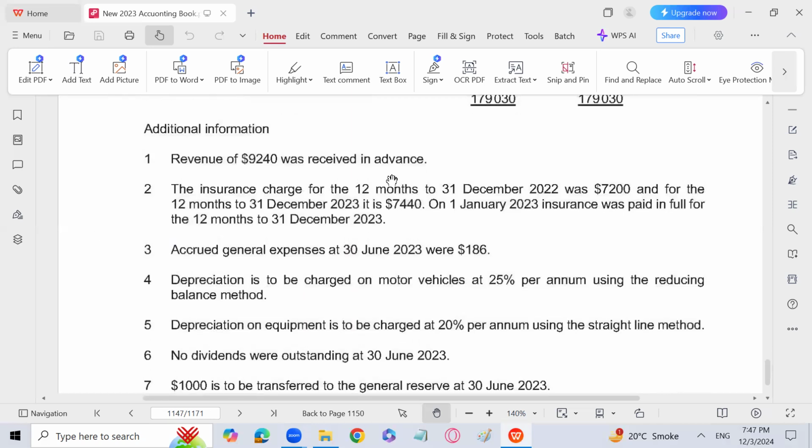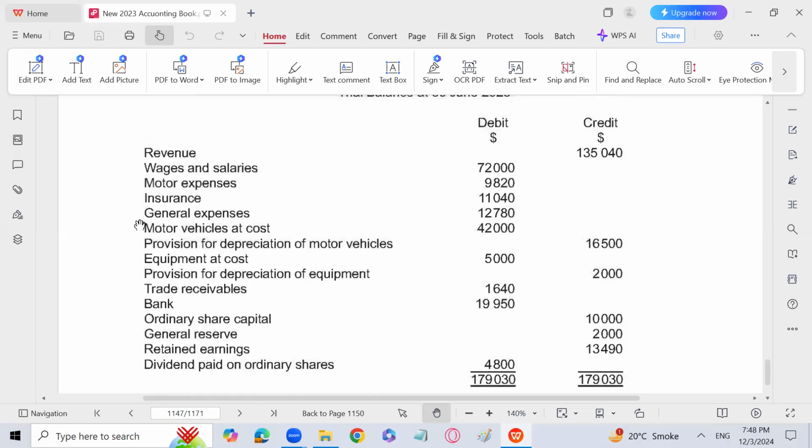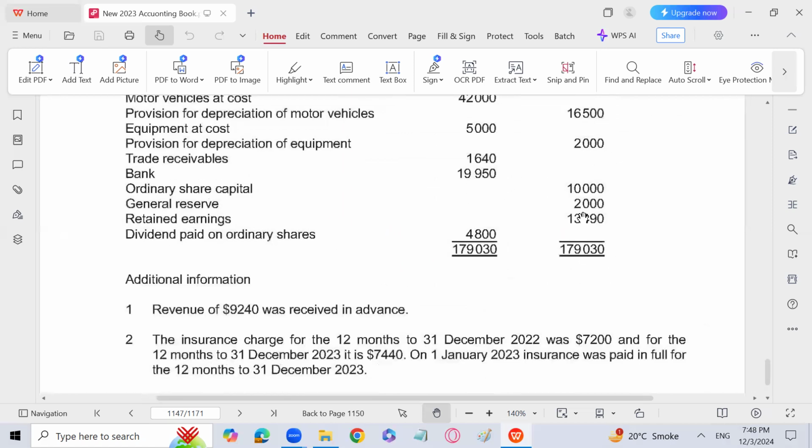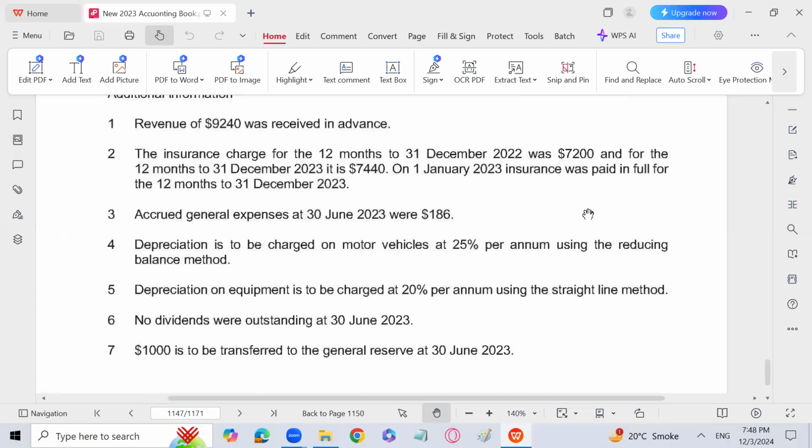Revenue 9240 are received in advance. That is basically known as income received in advance. That is the revenue which has been received in advance. That is unearned income, and unearned income means income received but not earned. So that should not be a part of the income. You need to subtract that income from the revenue. The revenue received in advance is 9240. You have to subtract that amount from revenue, that is 135040. Then you will get the amount of the revenue which should be written in the statement of profit and loss.